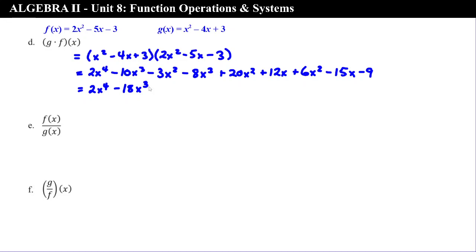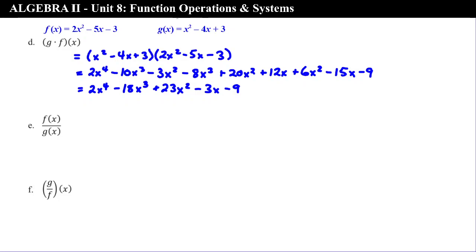Now let's collect our x squared terms. We have a negative 3x squared, a 20x squared, and a 6x squared. So all of that together is going to give us a positive 23x squared. Now let's take care of our x's. You got 12x and negative 15x. That gives us a negative 3x, and then we have this negative 9 on the end.